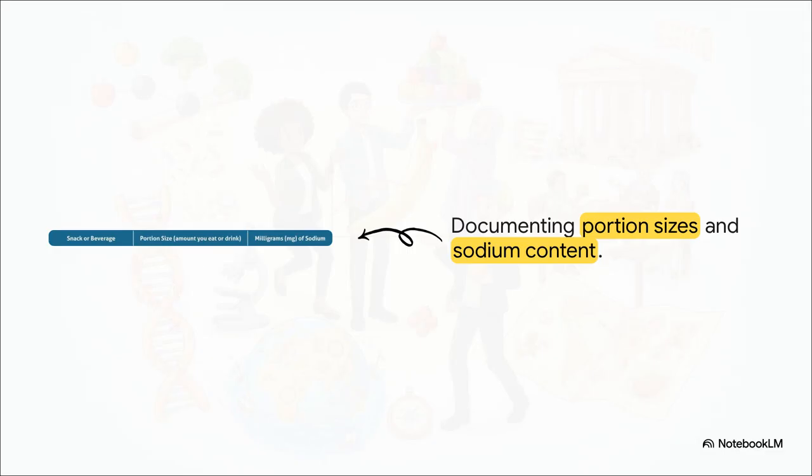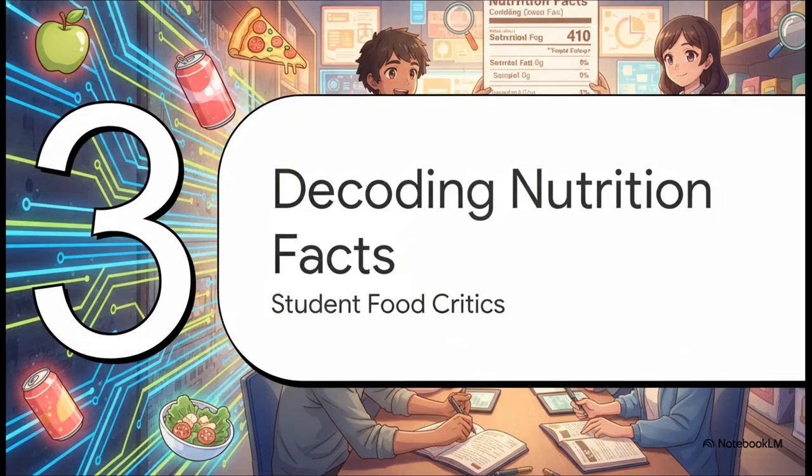For example, in that second session, students go out and research popular school snacks. They survey their classmates to build infographics that actually teach their peers about sodium content. Using charts like this one, they document the portion sizes alongside the milligrams of sodium. So they are essentially doing real-world data collection on the exact snacks they're already buying in the cafeteria. How cool is that?